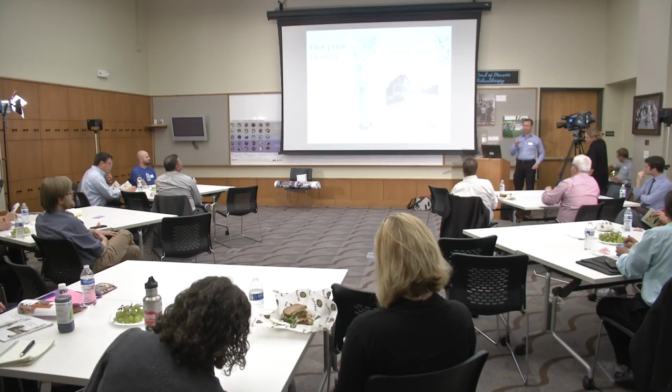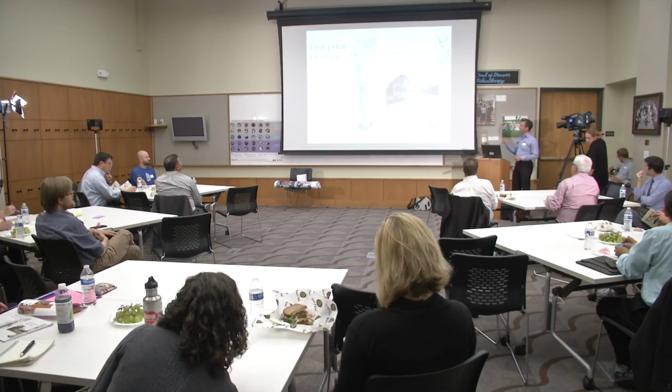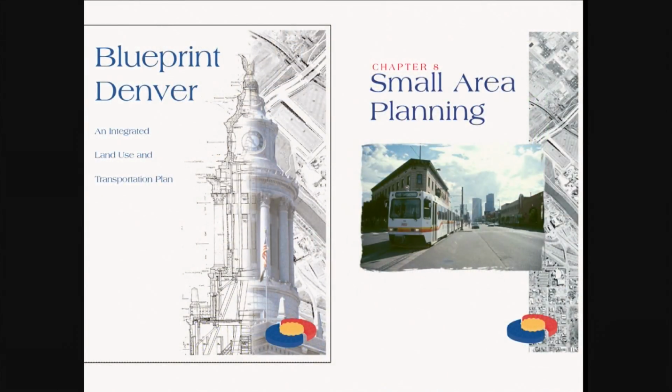I want to link what we talked about last time to neighborhood plans. We talked about Blueprint Denver, which is the citywide plan for land use and transportation, and within it, Chapter 8 is small area planning. Just a word about terminology. Neighborhood plan, station area plan, corridor plan, small area plan, they're all the same thing. We use slightly different words depending on what kind of area we're talking about, but from Blueprint Denver's perspective and from a legal perspective, they're all the same. They're all small area plans.